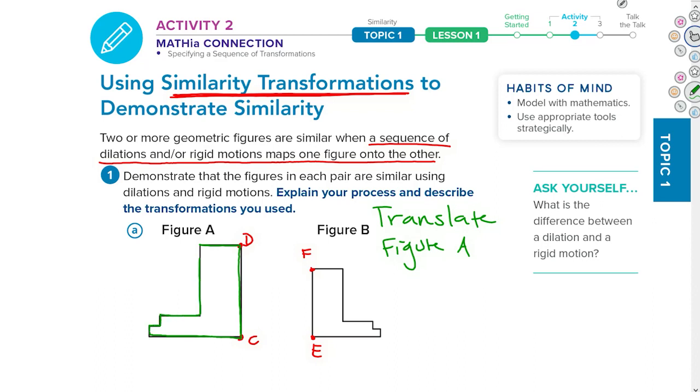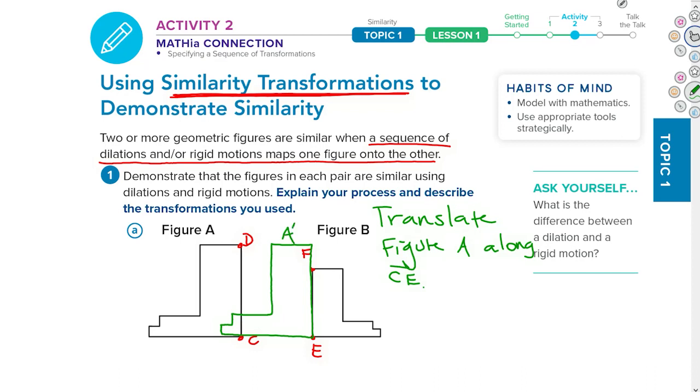So here's figure A. Now, I want to translate this, and when I translate, I want to match up corresponding points. I could match up point F or point E, and for some reason, I just like the way it looks when I match up C to E. So for the translation, along what vector? Along the vector CE. That starts at C and goes to E and stops. So this is figure A prime, just for our records.